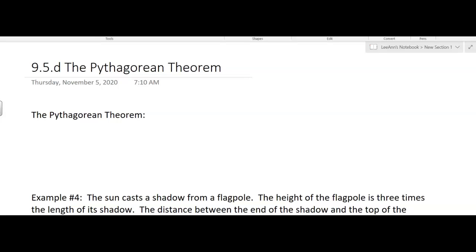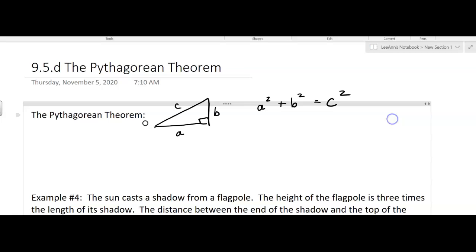Okay, so we're going to use the Pythagorean theorem, and the Pythagorean theorem is for right triangles. I usually draw my right triangle like this, and if I label it A, B, C, C is called the hypotenuse. Anyway, the Pythagorean theorem says if you have a right triangle like that, then A squared plus B squared equals C squared. And so we're going to use that formula in this problem.